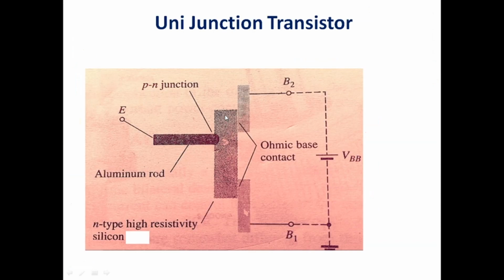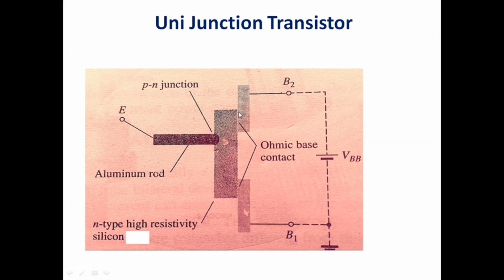Unijunction transistor. Here an aluminum rod is alloyed to a silicon slab. This silicon slab is lightly doped. This aluminum rod is acting like an emitter, this end of the silicon slab we will call B2, and this end we will call B1. These are ohmic contacts. The resistivity of this is high because it is lightly doped.